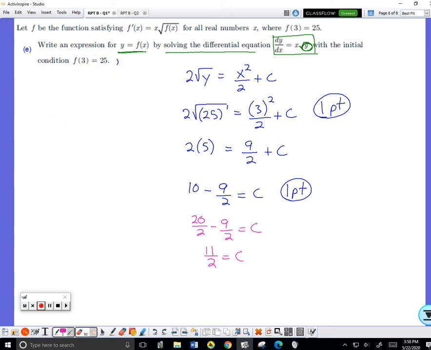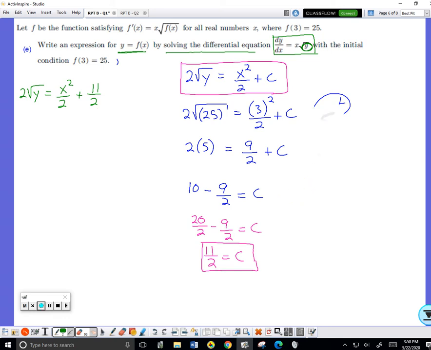Okay, so for the isolate step, we'll start with this equation and the value of C. So I get 2 root y must equal x squared over 2 plus 11 halves. This one looks pretty easy. Often I'll skip the isolate step. This one I'm going to keep going. This was on the previous page here.